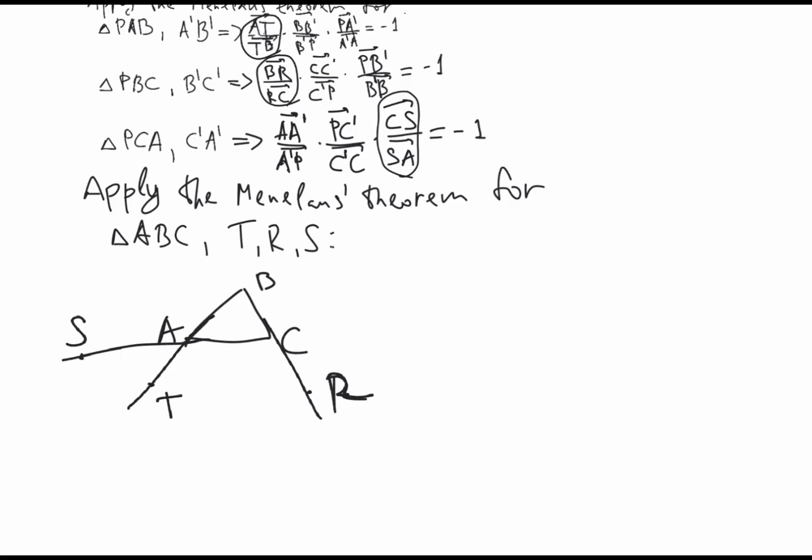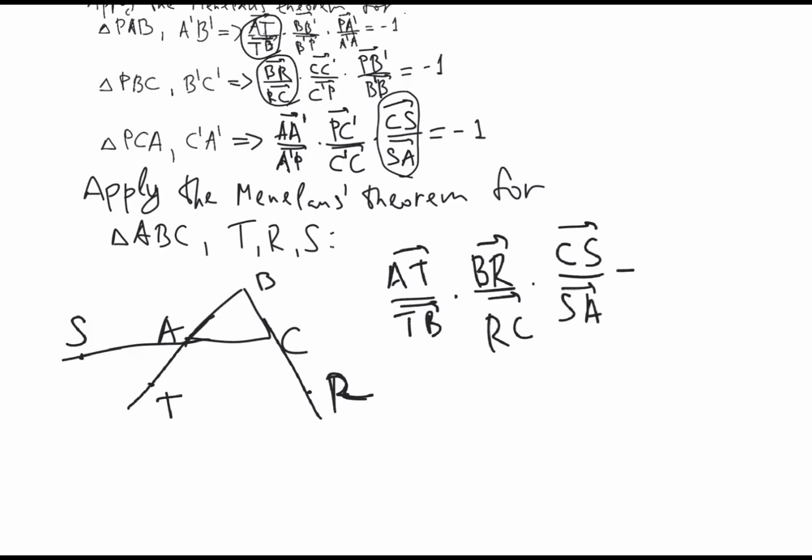And the Menelaus theorem says that they lie on a single line if AT over TB multiplied by BR over RC multiplied by CS over SA. So we need to prove that this is equal to -1. So if we prove that this is equal to -1, then the points T, R, and S would lie on a single line by the Menelaus theorem. So we don't yet know that this is equal to -1, but we need to prove this.